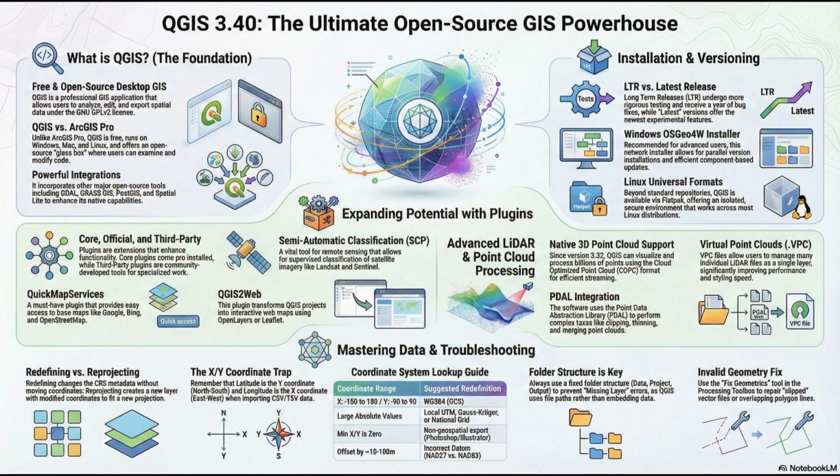But what about the hardcore science stuff? There's one here called the Semi-Automatic Classification Plugin, or SCP. SCP. That is for remote sensing. This is for people who want to look at satellite imagery like from Landsat or Sentinel. And not just look at the pretty picture, but actually analyze the light. What do you mean analyze the light? Well, satellites capture light in wavelengths our eyes can't see. Infrared, near-infrared. Vegetation, for example, reflects near-infrared light very, very strongly.